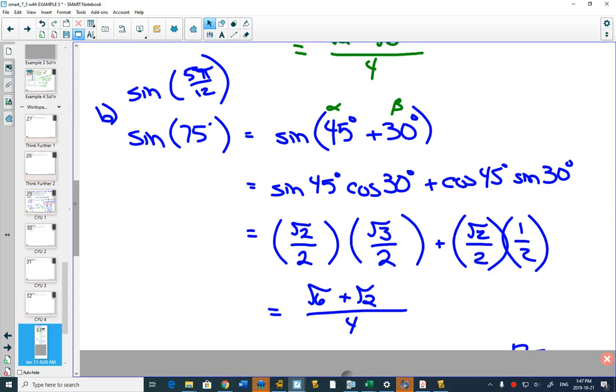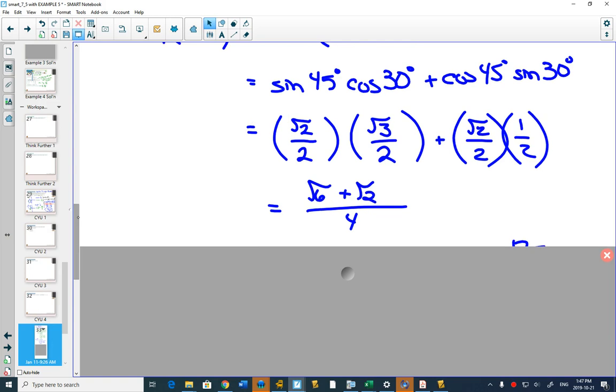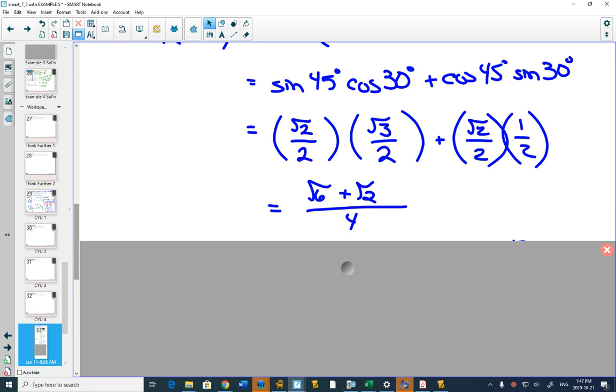So I gave you all a scrap piece of paper. What we're going to do next is go to a bigger angle, 17 pi over 12.